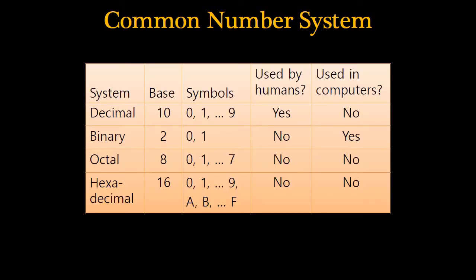Common number systems used in digital electronics. The four common number systems used are: decimal, with a base of 10, and the symbols used are from 0 up to 9. Then binary, in which there are two digits and its base is 2. The two symbols are 0 and 1. The third one is octal, with base 8, and the symbols used are 0, 1, 2, 3 up to 7. And last is hexadecimal, with base 16, and the symbols used are 0, 1, 2, 3 up to 9, and then the numbers are represented by the alphabets A, B, C up to F.